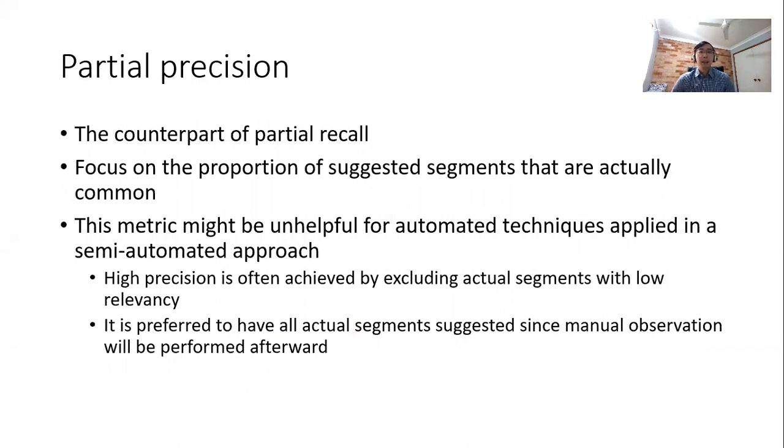The next one is partial precision. This is the counterpart of partial recall, focused on the proportion of SIGCSE segments that are actually common. Unfortunately, this metric might be unhelpful for automated techniques applied in a semi-automated approach, because high precision is often achieved by excluding actual segments with low relevancy. It is preferred to have all actual segments suggested, since manual observation will be performed afterward.